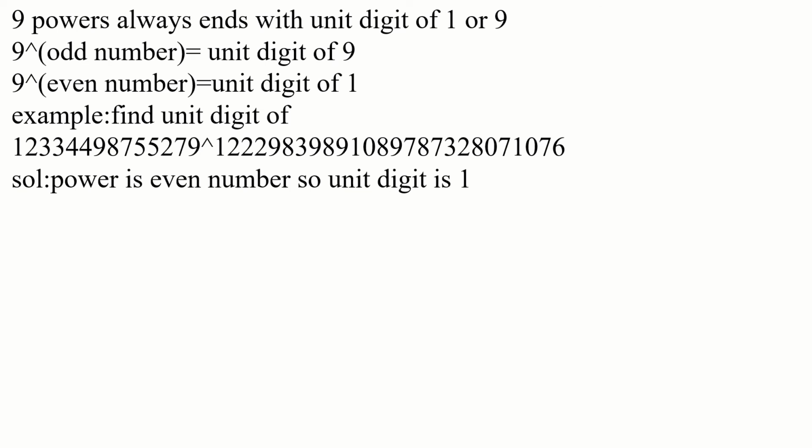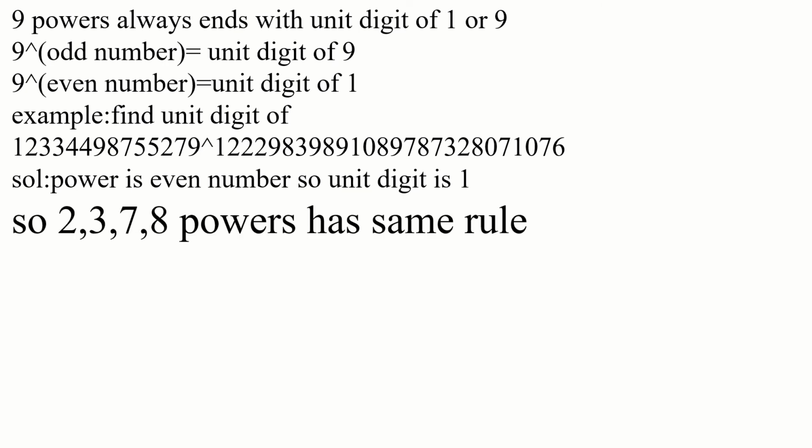So by this we can say many conclusions. 2, 3, 7, 8 have the same rule. They have a pattern that repeats for every 4 powers. Suppose for 2, 2 4 8 6 is repeating. For 3, 3 9 7 1 is repeating. For 7, 7 9 3 1 is repeating. So 2, 3, 7, 8 have the same rule to find the unit digits.